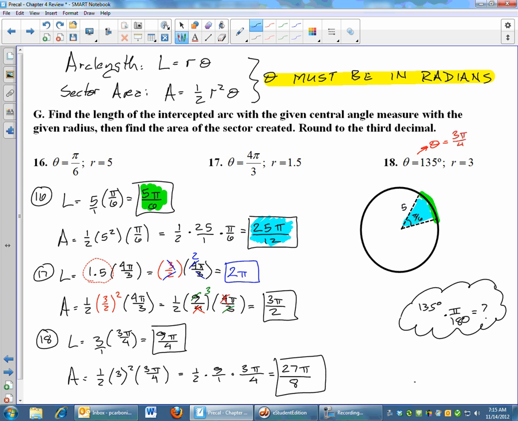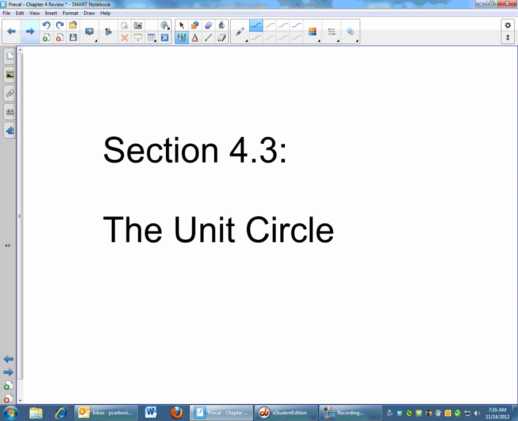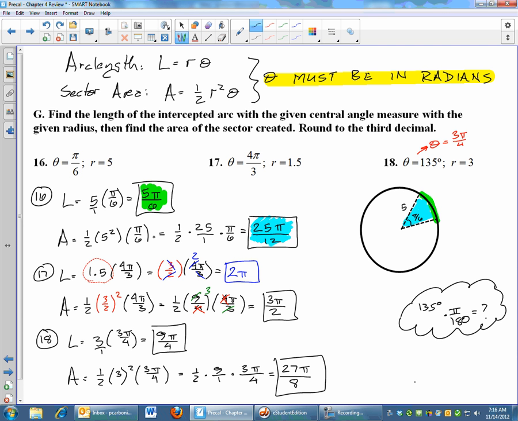That does not reduce. So there is your arc length and sector areas for 16, 17, and 18. I think that's the last thing in this section. Yep. So there is all the stuff from section 4.2 in our book.